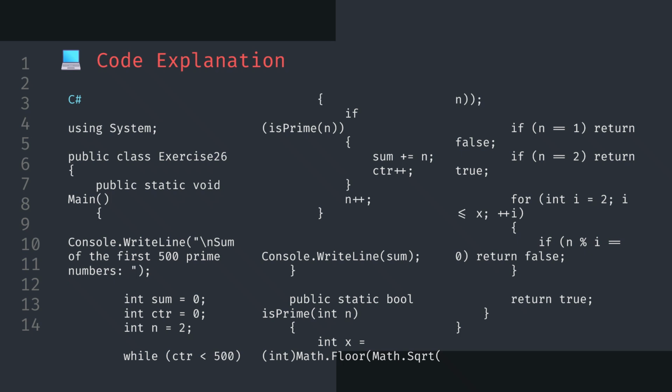Here's the full program. Main keeps the sum, ctr, which is the count of primes found, and n, which is the current candidate. The loop runs until ctr is equal to 500. For each n, the helper isPrime tests primality by checking divisibility from 2 up to floor root n. If isPrime(n) returns true, we add n to the sum and increment ctr.